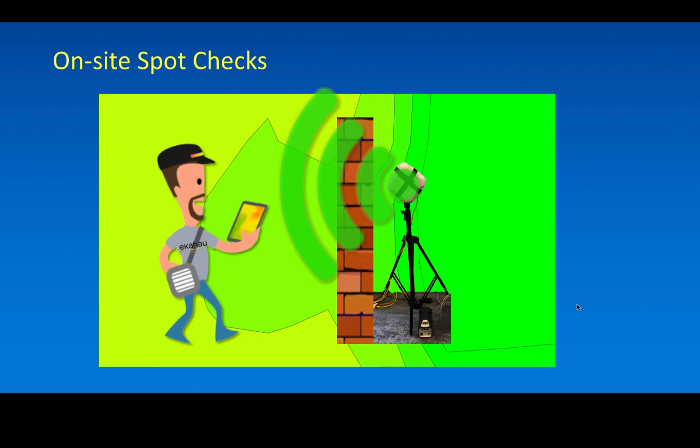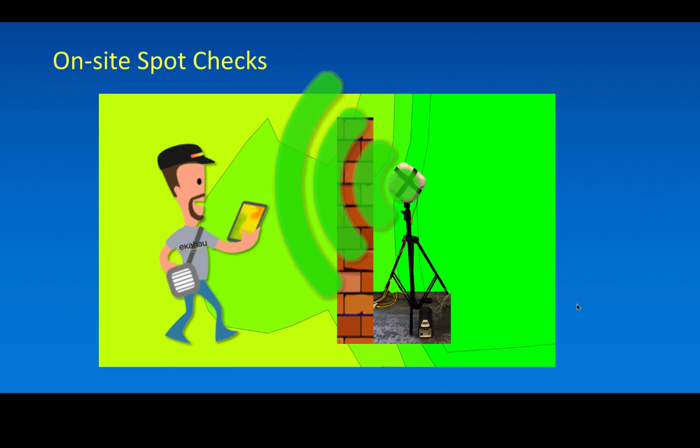On-site spot checks can be used to ensure the RF loss values for walls, floors, and doors are entered accurately into the Ekahau software. Testing on-site allows the engineer to enter the measured dB loss in the actual environment rather than using the default values in the Ekahau tool.